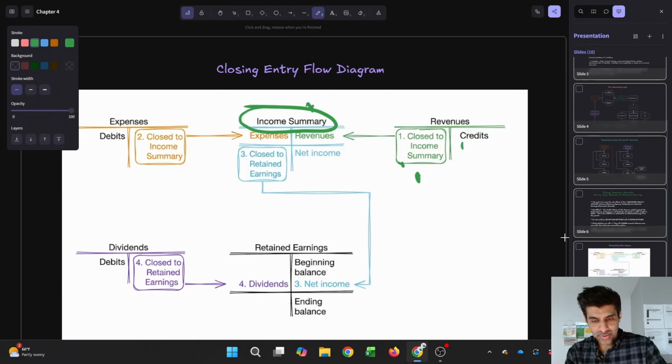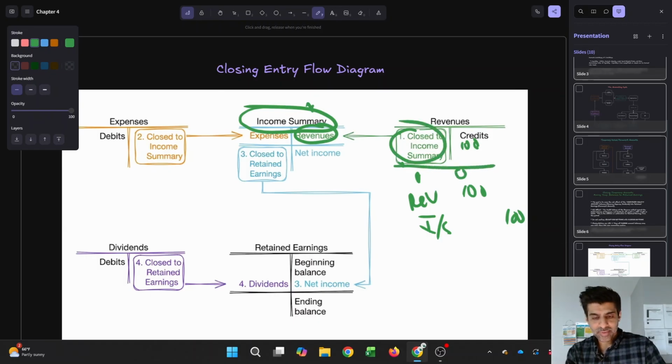Let's say this is 100. What we're going to do in this first one is debit revenue 100, credit income summary, I'm just going to call it IS, 100. So you see here, this is a credit, this is a debit. This is going to now be 0, because I just debited revenue. But I did not lose that information. It's now just moved to income summary.